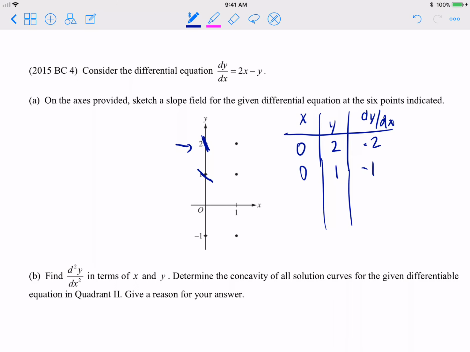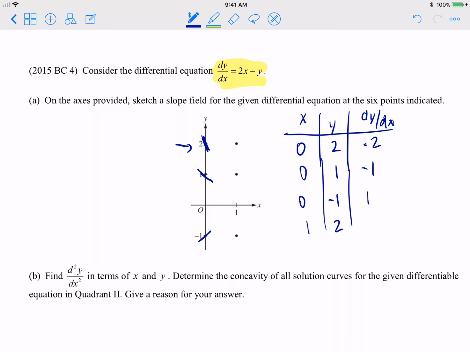And then if I go down here to (0, -1), and I plug that into the formula for dy/dx, so just in case you're not clear, this is the formula that I'm plugging into to get these slopes. (0, -1) is going to give me a slope of 1, and so that's going to look something like that. Okay, what about at (1, 2)?